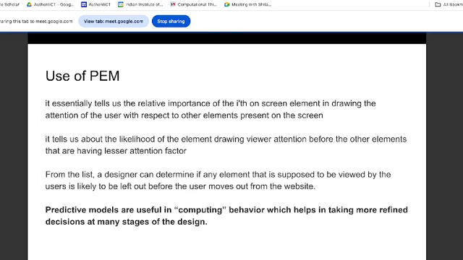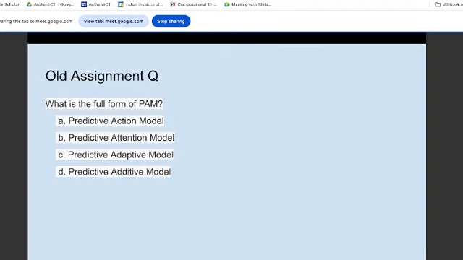So having talked about this use of predictive engineering models, and how they are helpful for us as designers as well as users, let's go ahead to the questions. What is the full form of PAM? So it is predictive action model. Sorry, predictive attention model. We saw the attention factor example.